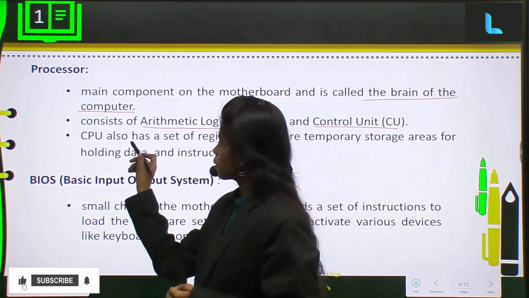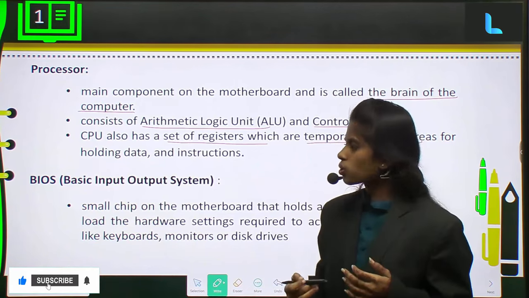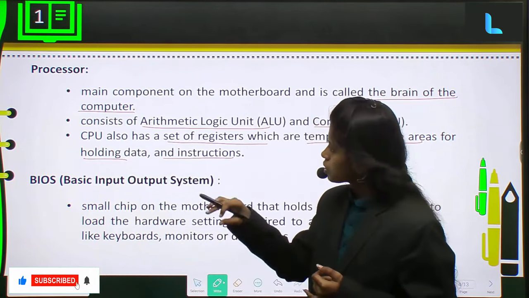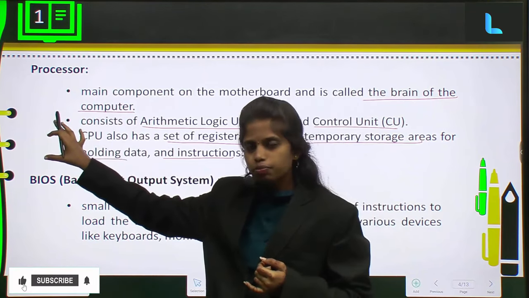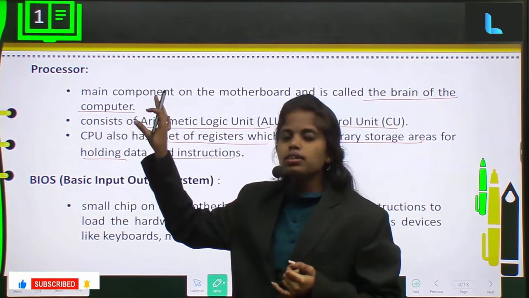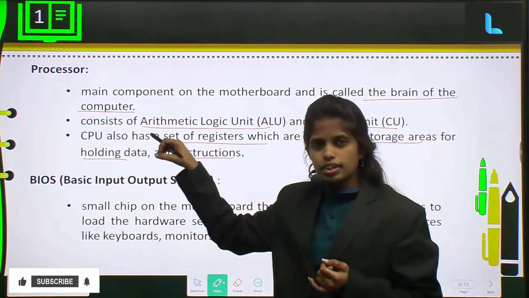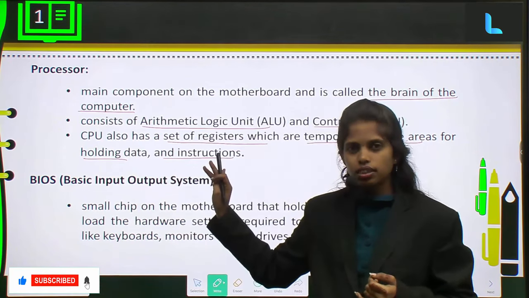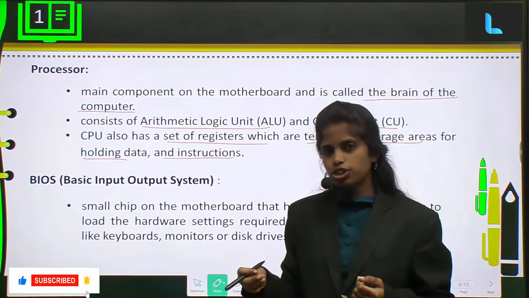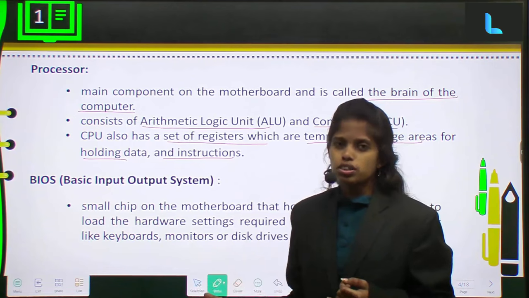Next, the CPU also has a set of registers which are used for temporary storage, for holding the data and the instructions. So what can you write for the processor? Just write that this is the main component, also called the brain of a computer, where all the processing is happening, and what is present inside it: ALU, CU and registers. Just write what they are doing there. Registers are used for storing the data and the information, but that is not permanent storage. It's only temporary storage whenever processing is happening.